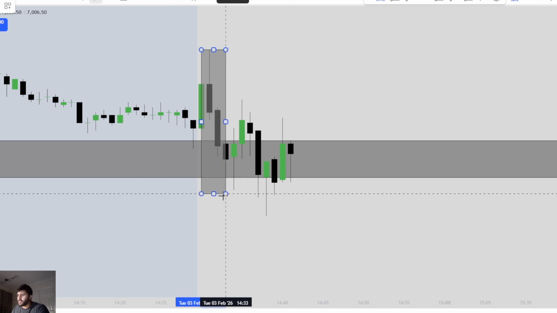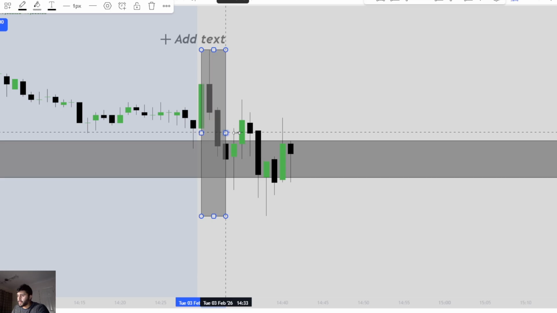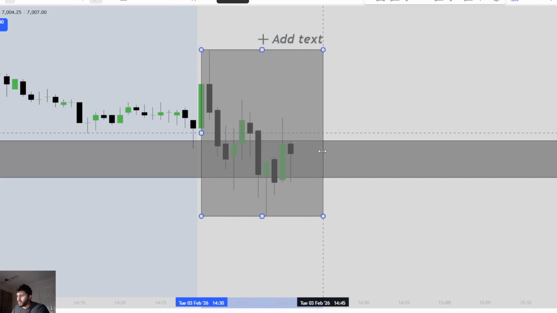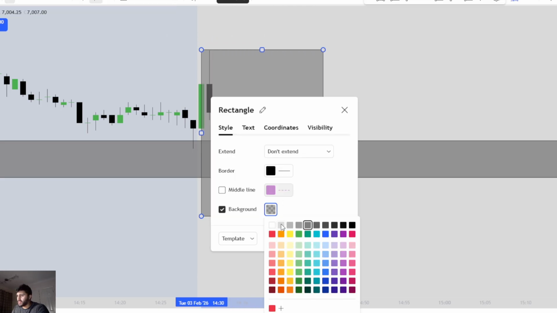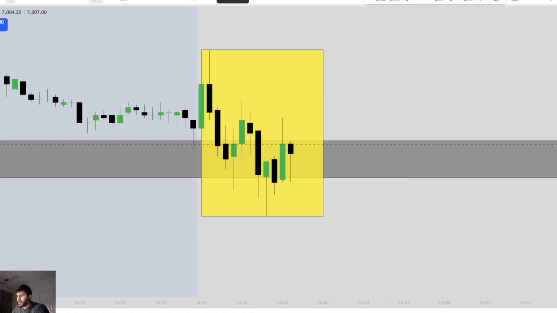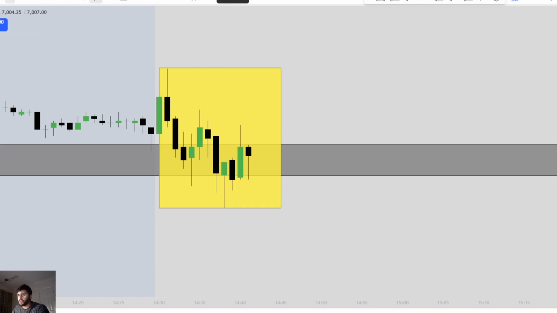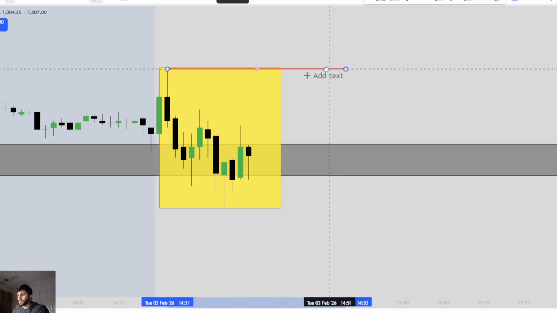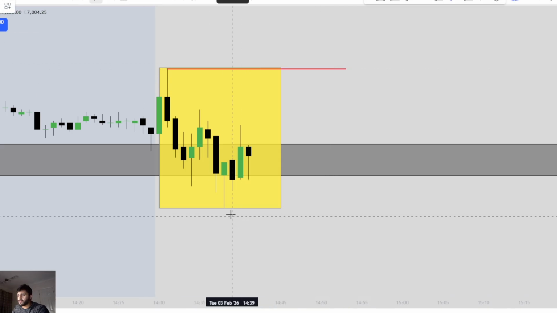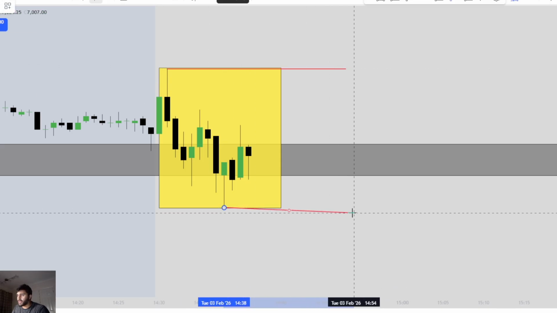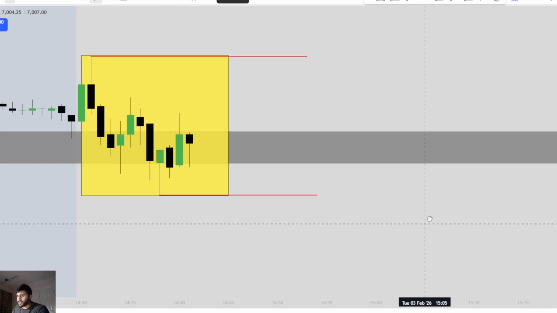From here, this is what we want to look for. We want to analyze the first 15 minutes. The first 15 minutes in yellow looks a bit like this. Here's the first 15 minutes. So what are you interested in? You're interested in the 15-minute range high, like this, and you are interested in the 15-minute range low, like this. This is what we're interested in.